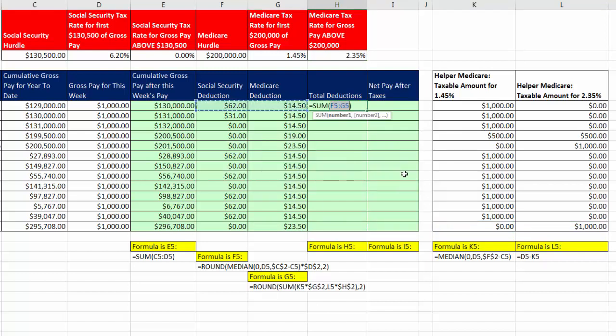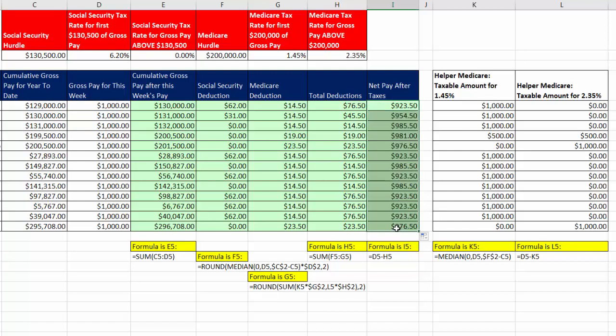Now, total deductions. Alt equals, it guessed right. Control Enter. Double click and send it down. Go to the last cell and hit F2. Now we have net pay equals the gross minus the total of the deductions. Control Enter. Double click and send it down. Go to the last cell and hit F2.